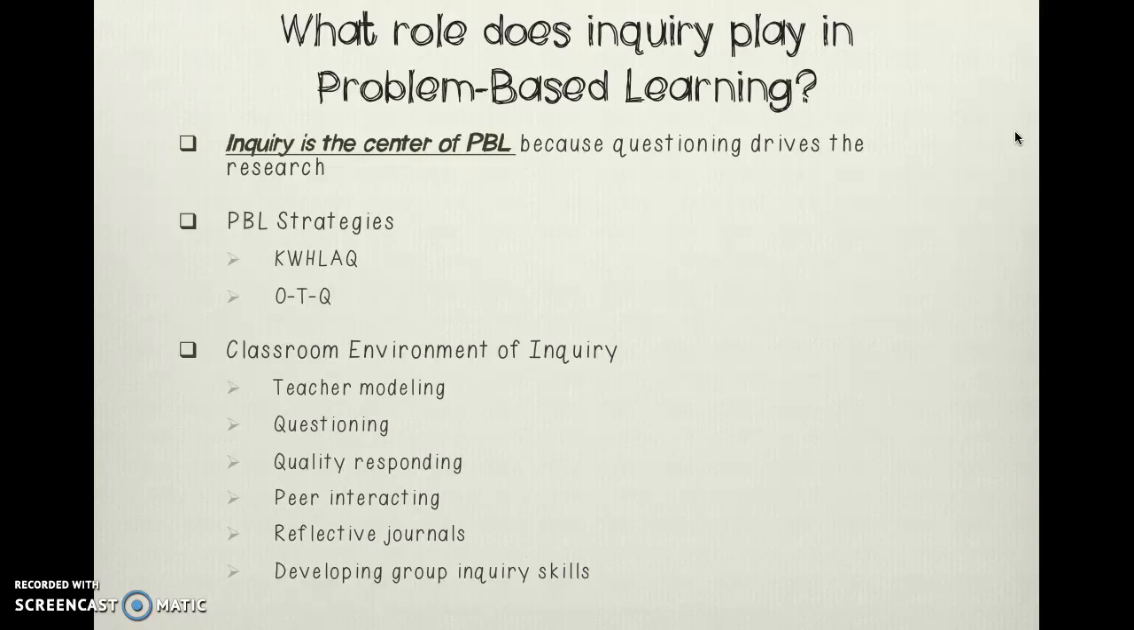The second is OTQ. The O is for observing and gathering information. T is thinking reflectively, which is to analyze the information gathered and relate it to what's already known. And Q is questioning. Ideally, students should be engaging in these strategies weekly.